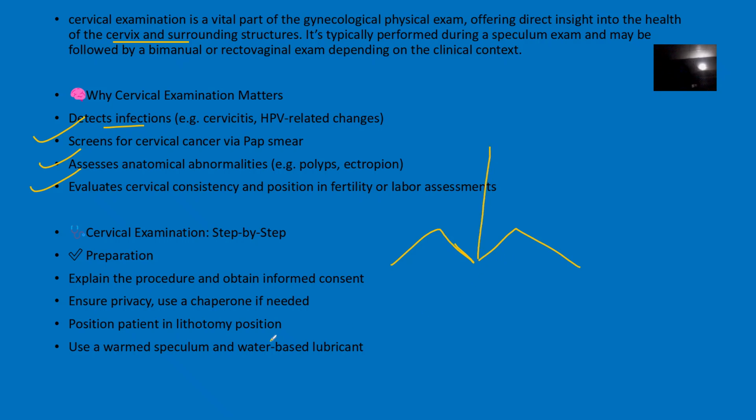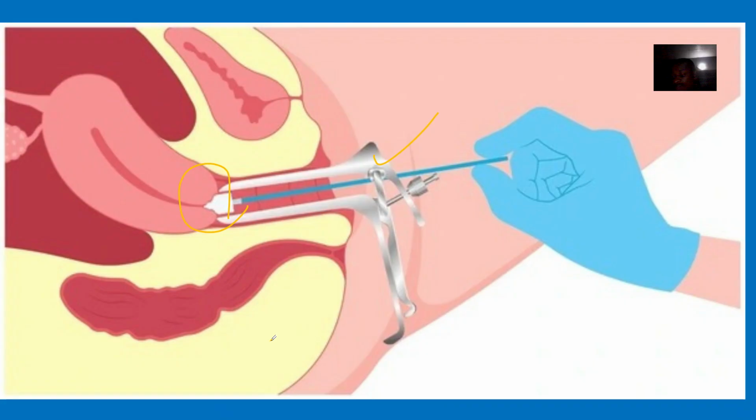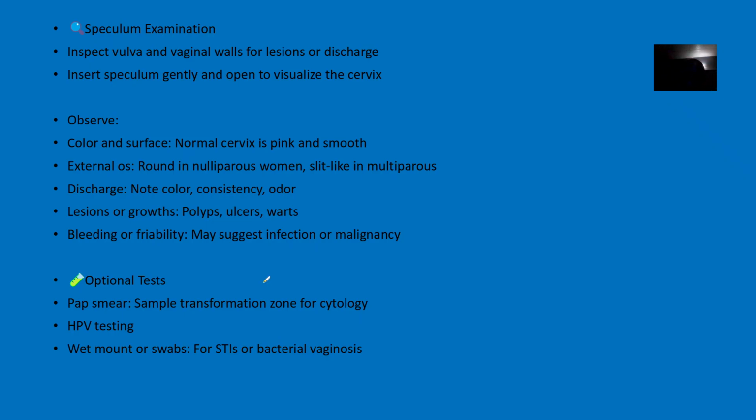Then use a warm speculum and water-based lubricant. So you have to lubricate. You don't just start going into a dry patient like that. For the speculum examination, inspect the vulva and vaginal walls for lesions or discharge. You observe the color changes and the external os, to see if there's discharge, lesions, bleeding or friability. So you can now go for a Pap smear.